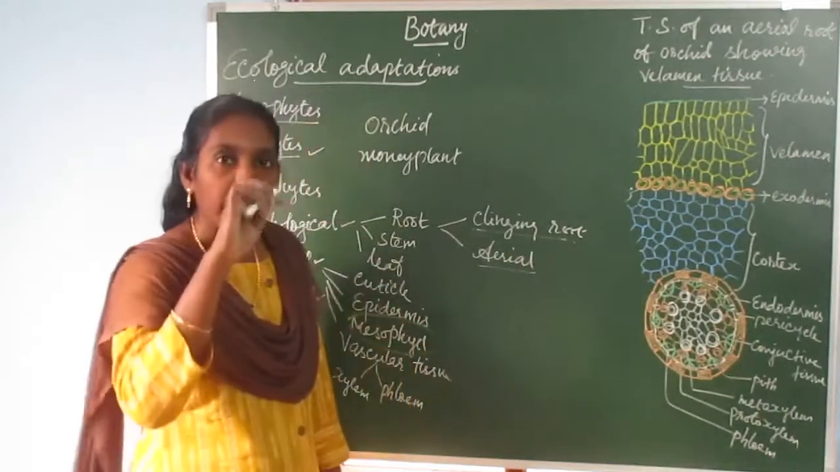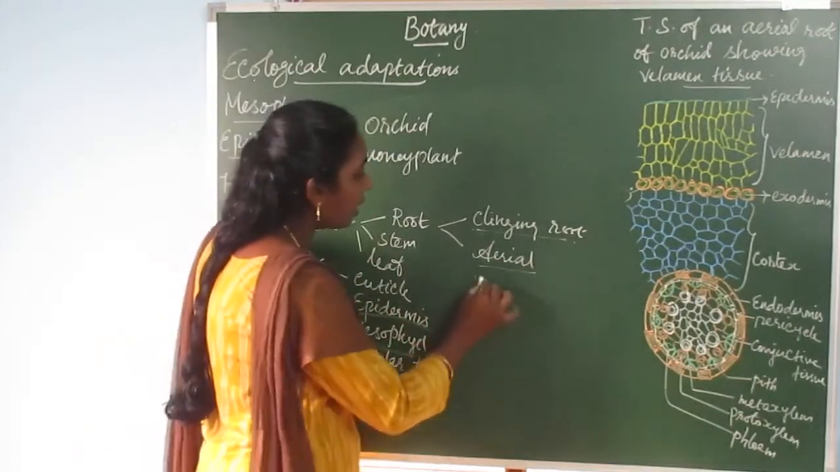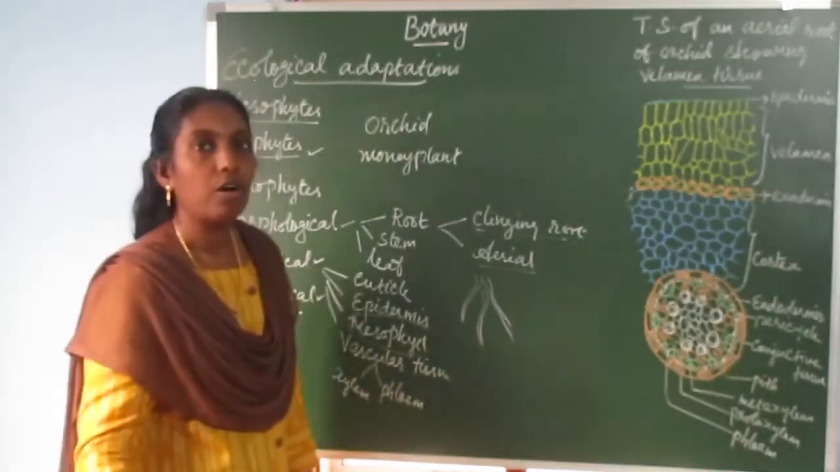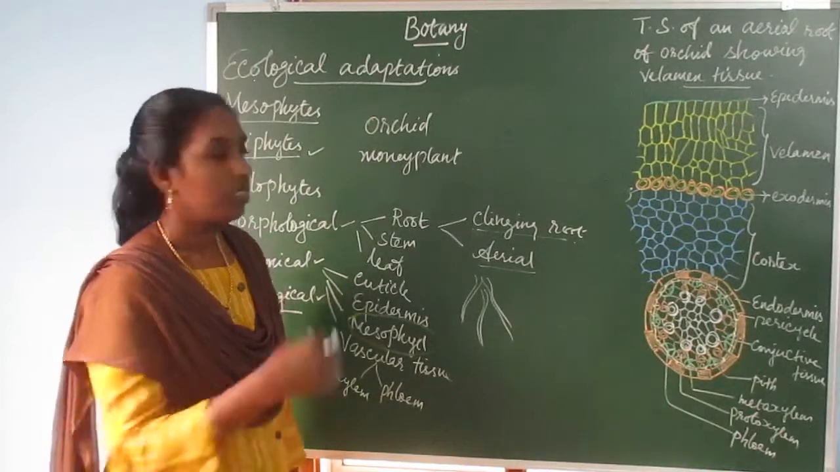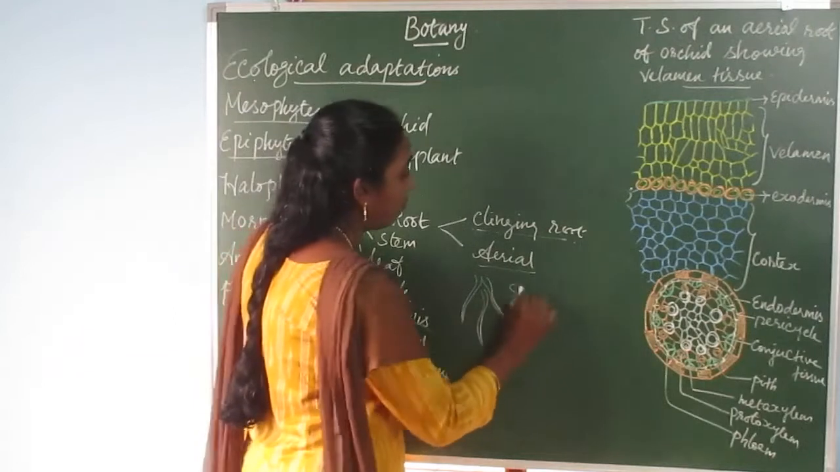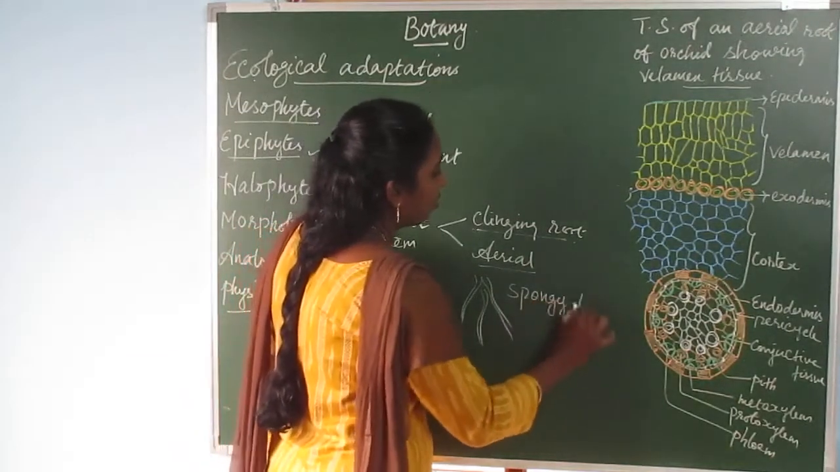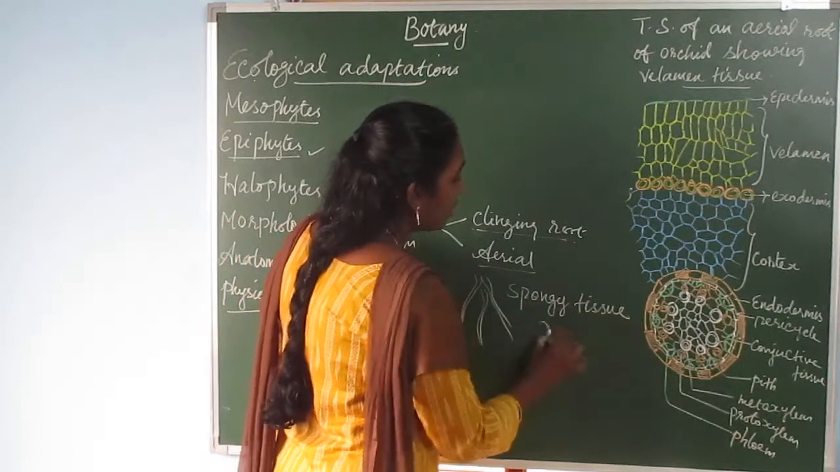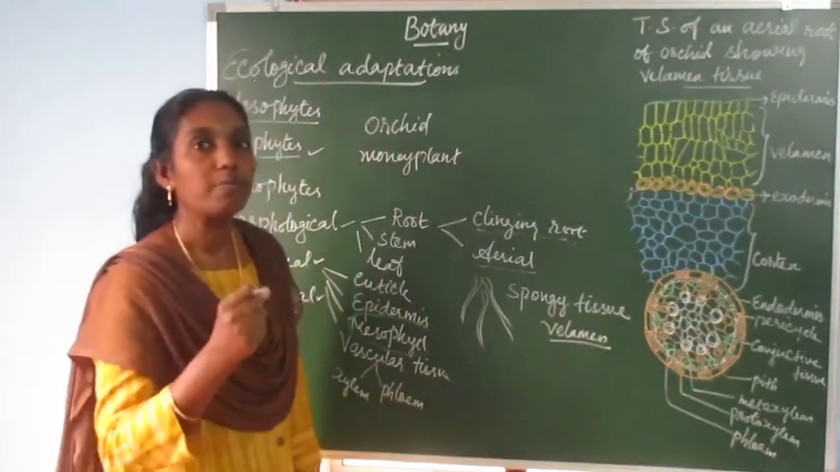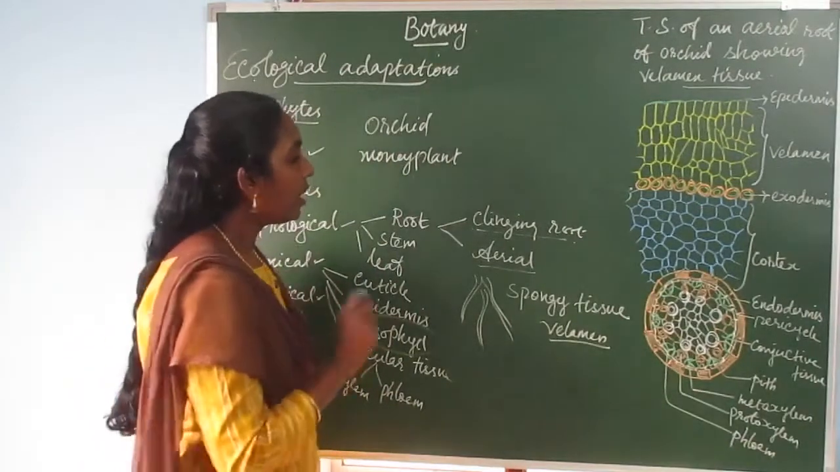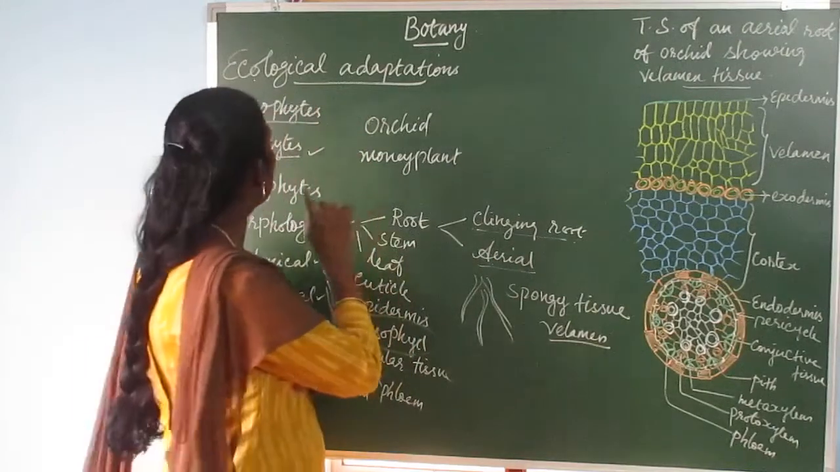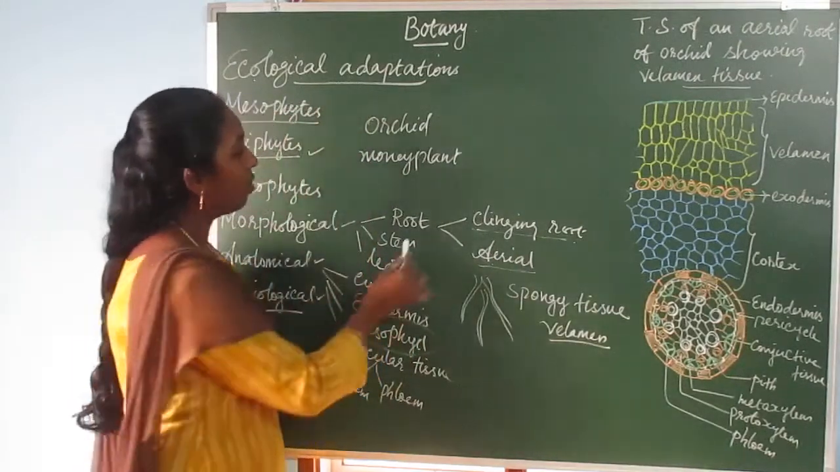Aerial roots. There are aerial roots. These roots are green colored roots which just hang down in the air. So these roots have a special type of spongy tissue known as velamen. So this tissue is very important to absorb moisture from the atmosphere. So these 2 types of roots are observed in the roots of epiphytic plants.